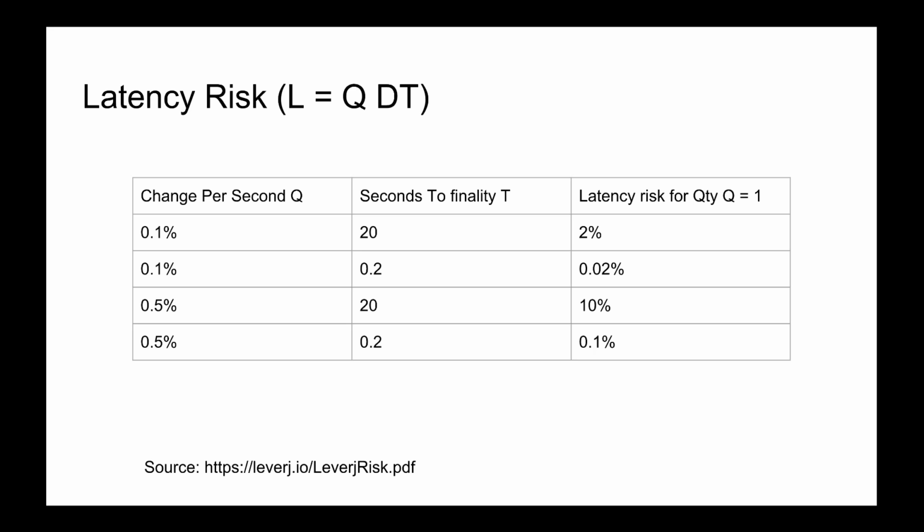They can move 0.5%. Some of them have moved even 5% or more in a second. And when that happens, you could really lose a significant chunk of your capital just because the price is moving so fast. And the longer the finality and the faster the change, the more you're exposed. So since you cannot control the change per second, you have to minimize the seconds to finality for it to be attractive to a market maker. And this is why we believe a lot of DEXs simply won't be attractive to market makers. The market makers will simply bleed out.